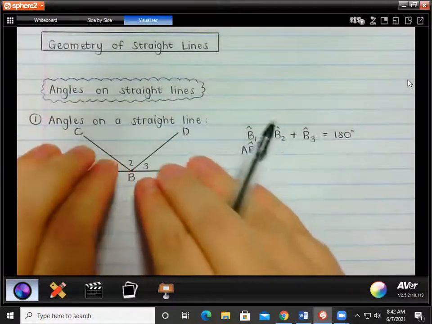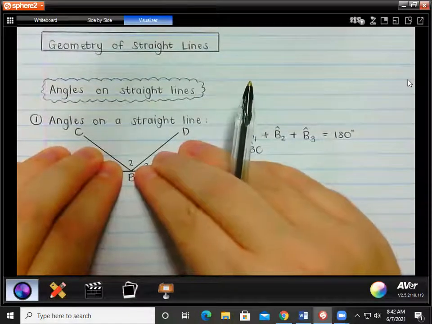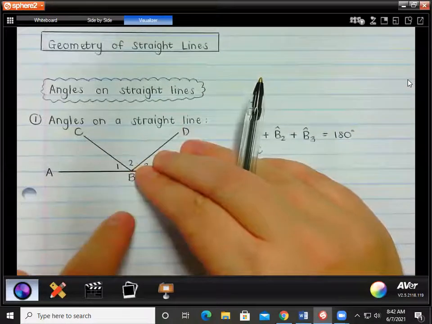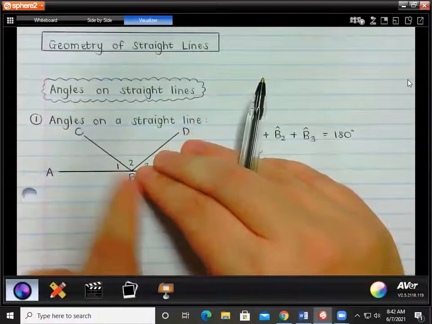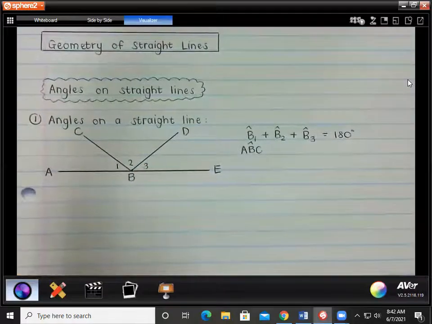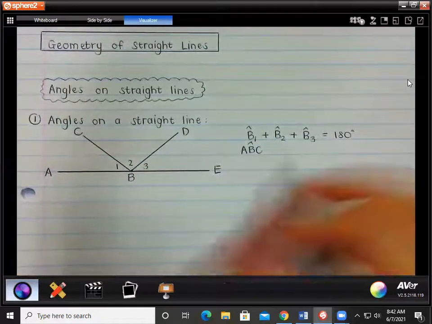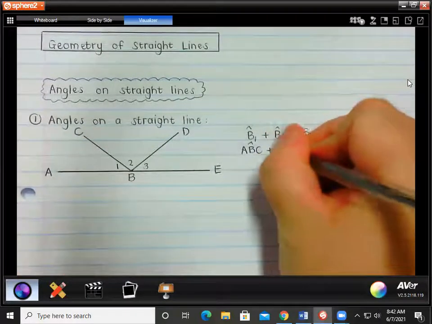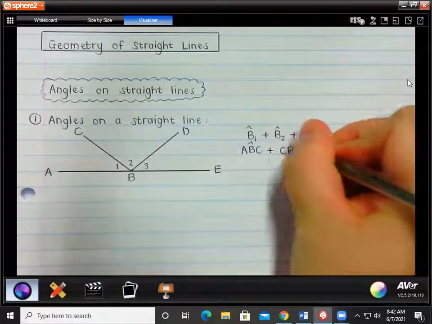Now the next one, B2, what would I call that angle? Angle CBD. Or you can also say DBC. All right, that order doesn't actually matter as long as the B is in the middle and the other two letters are on the sides. So let's call it CBD. All right, so plus CBD.